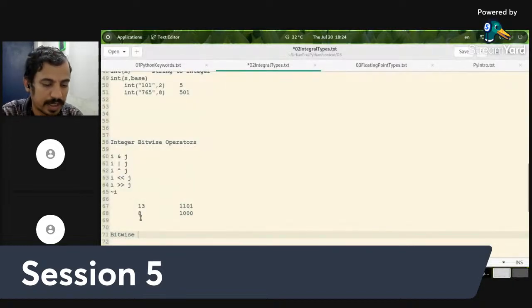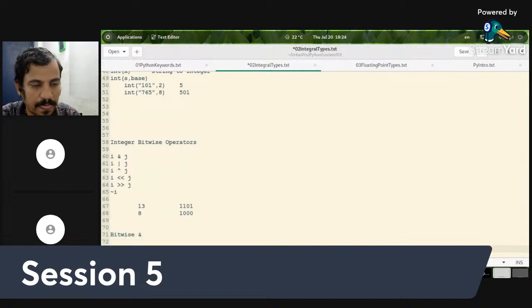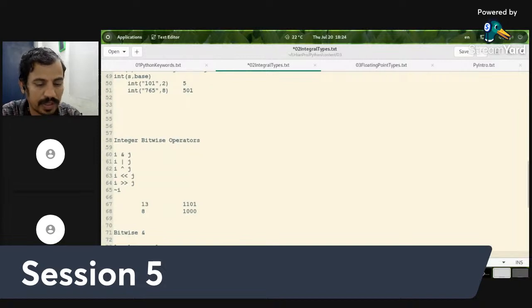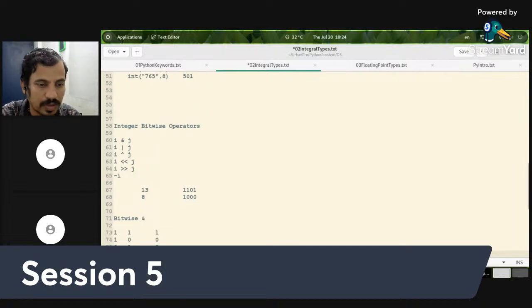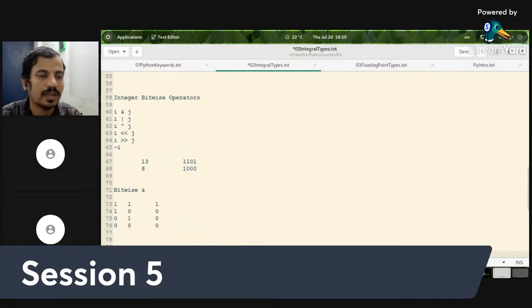We have to understand the truth table for bitwise AND. If it is 1 and 1, the result is 1. If it is 1 and 0, the result is 0. If it is 0 and 1, the result is also 0. 0 and 0 is 0. These are the rules.